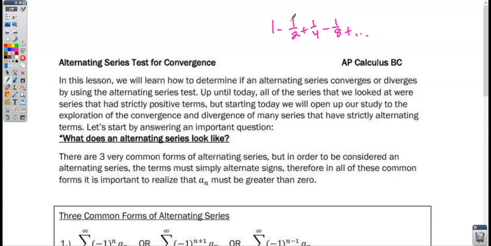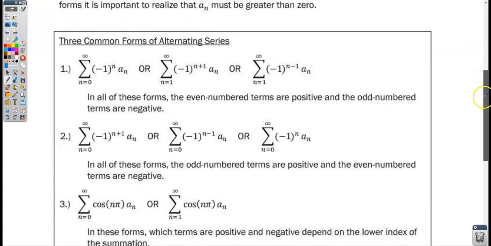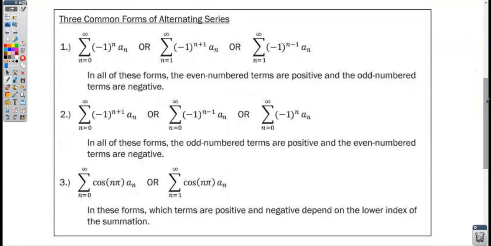So it's important for us to be able to recognize that something is an alternating series, and this isn't terribly difficult. What you see in this box are the three most common forms that we'll have for alternating series. You might see something like this, something like these. In all of these forms, the even numbered terms are positive and the odd numbered terms are negative, because what we have here is this alternator piece.